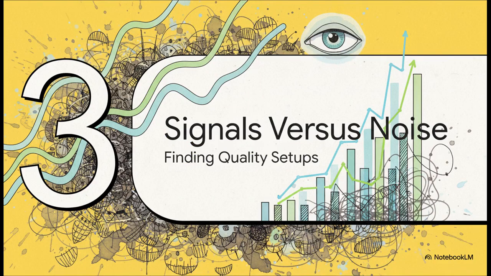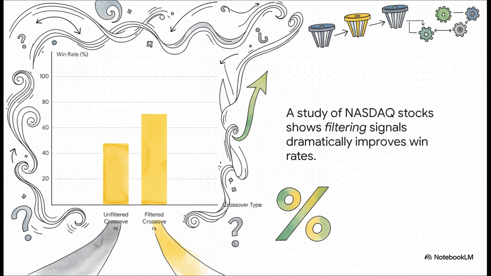Okay, so now that we know what all the parts do, let's talk about the signals they create. Because the real skill here isn't just spotting a signal, it's learning how to separate the really good, high-probability ones from all the noise and traps the market throws at you. And this just perfectly illustrates the point. A study of NASDAQ stocks showed that if you take every single MACD crossover, your win rate is about 48%. That's actually worse than a coin flip once you factor in commissions and slippage. But by adding just a couple of simple filters, that win rate rocketed up to 71%. I mean, which side of that chart do you want to be on?